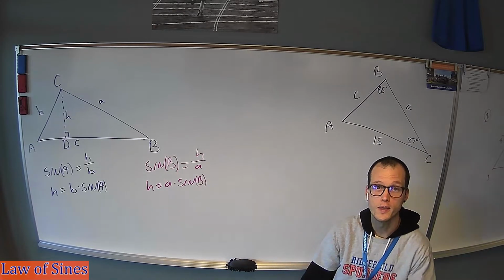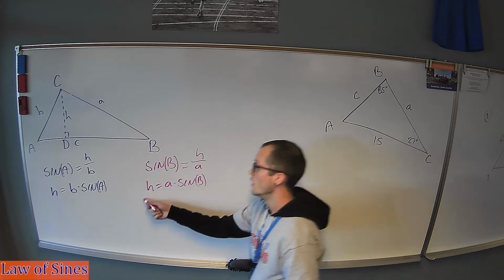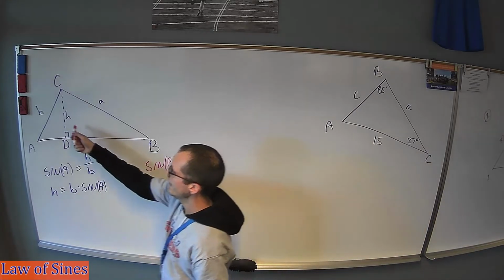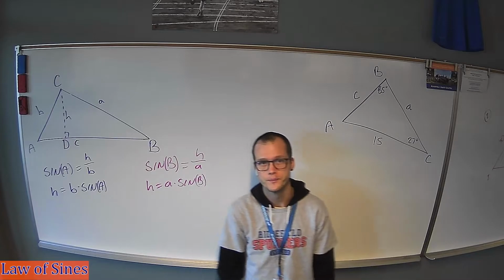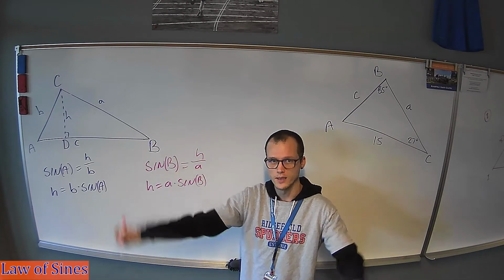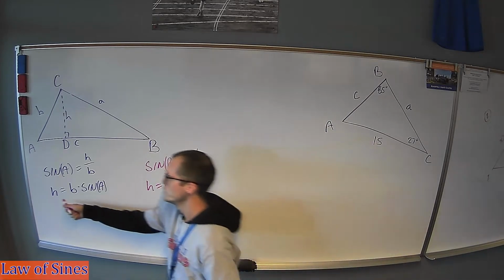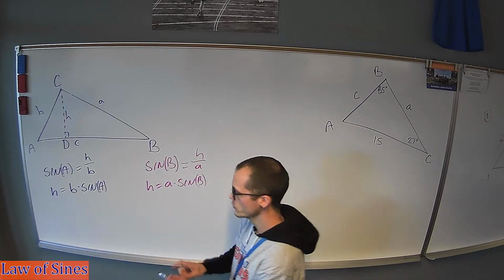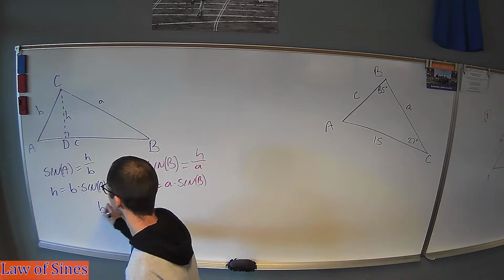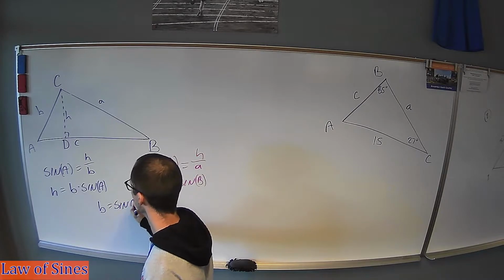Okay, here's where the fun begins. Notice that I solved both of these for H. That H is the same H for both of them. It's the height of the whole entire triangle ABC. So that means the value of this H is the same as this one. So we can create an equation that simply says B equals the sine of A.